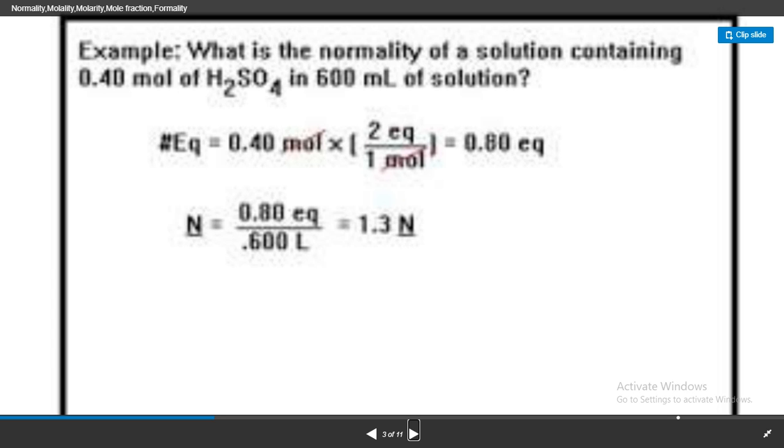So in the numerator we have to put the 0.80 equivalent, and the volume of the solution is 600 ml. If we convert it to liters, it will be 0.6 liter. So 0.8 divided by 0.6 gives 1.3 normal. So the normality of the solution will be 1.3.